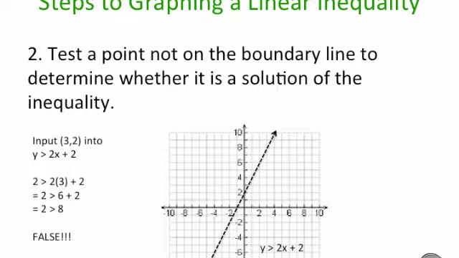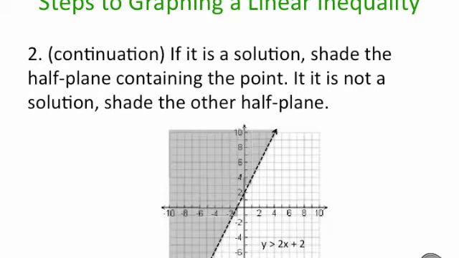Now for step number 2, you need to test a point not on the boundary line to determine whether it is a solution of the inequality. I chose the point (3, 2), inputted it into y is greater than 2x plus 2, solved out the problem, and got 2 is greater than 8, which is false. And so, as a continuation to step number 2, if it is a solution, shade the half plane containing the point. If it is not a solution, shade the other half plane. And so 2 is greater than 8 is not a solution, so I shade the other half plane. And so here's the completed graph of my linear inequality y is greater than 2x plus 2.